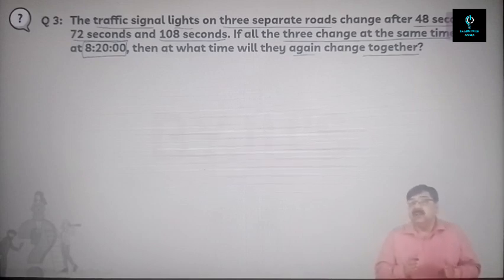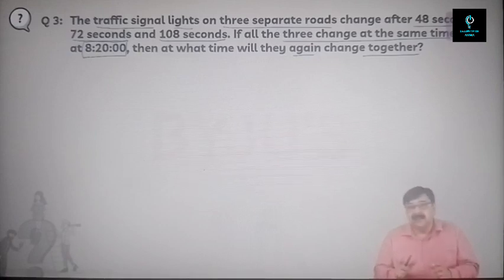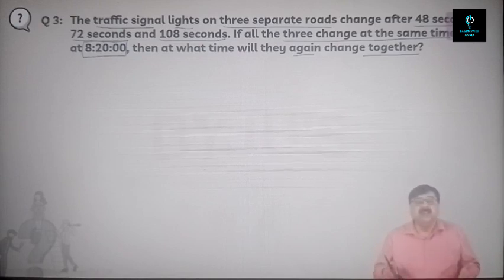They all will again change together at a common time. And we want the next common time, which means we want the least common multiple of these three numbers or these three intervals of time in which each of these three lights will change.